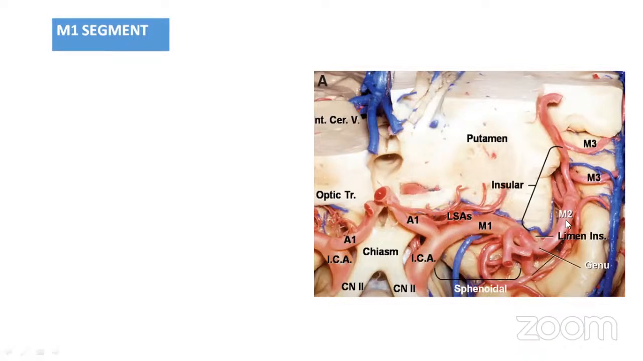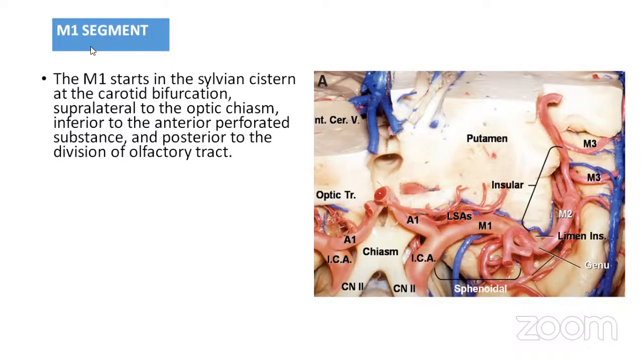It would convert into M2. At the level of the circular sulcus or the peri-insular sulcus, it would convert into M3, and then at the cortical surface, it would divide as the cortical branches. So again, this is all the revision.